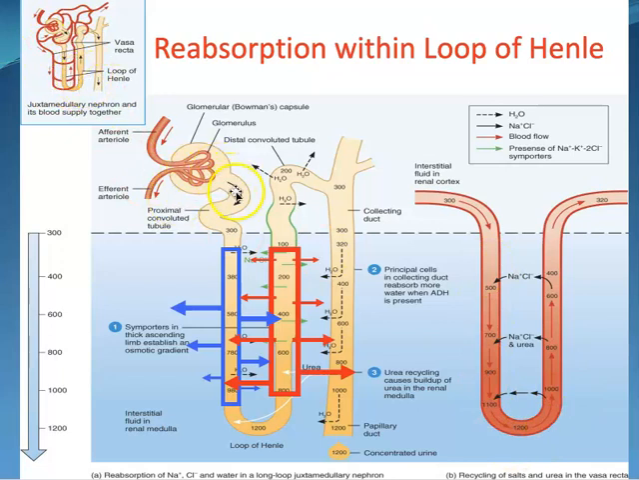As we go down the descending limb of the loop of Henle, we are reabsorbing water, so it becomes more concentrated. As we go up the ascending limb, we are reabsorbing some of the ions, so we become less concentrated, but have no fear. We are going to reabsorb some water in the distal convoluted tubule and in the collecting duct. Since we're going back through the medulla again, and we have aquaporin channels, thanks to our antidiuretic hormone, we are then going to reabsorb water once again, concentrating our urine.